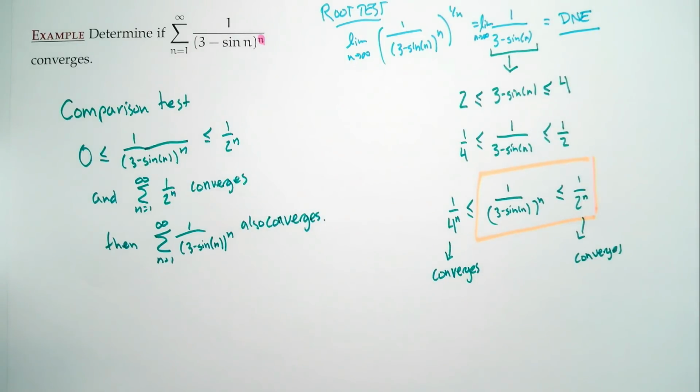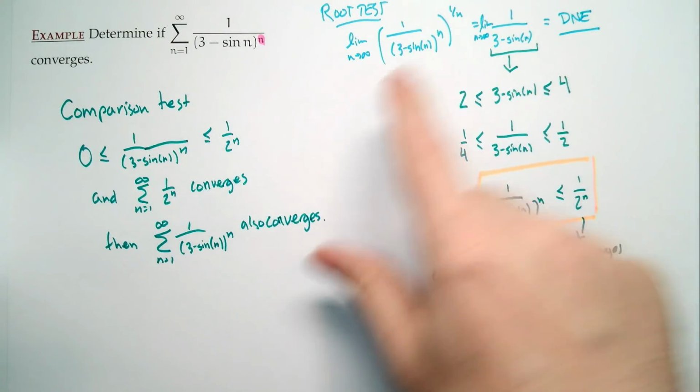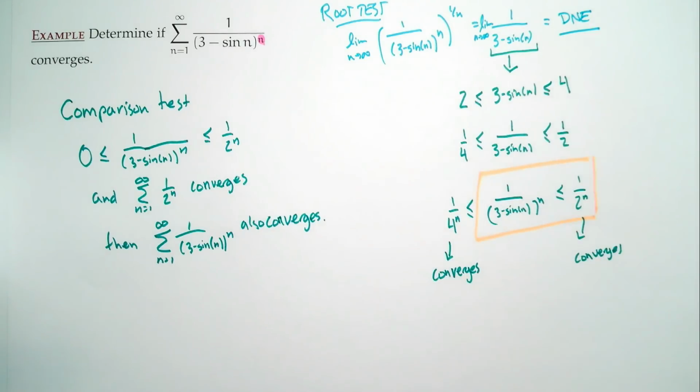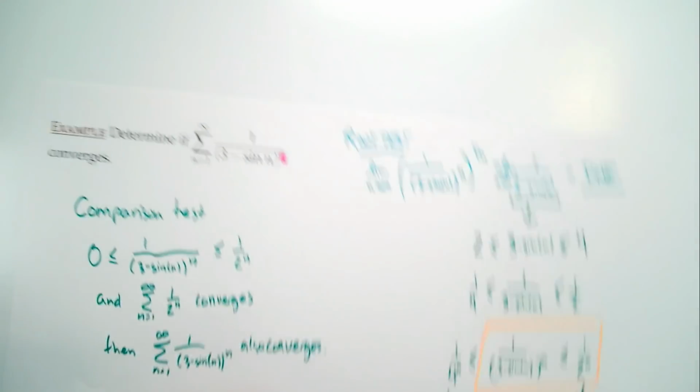All right. And this is, by the way, why it's good to have more tests. Because sometimes you'll run into unusual situations where the obvious test fails for some reason. So here the root test fails because the limit didn't exist. But we were fine. We had a backup. So, all right.